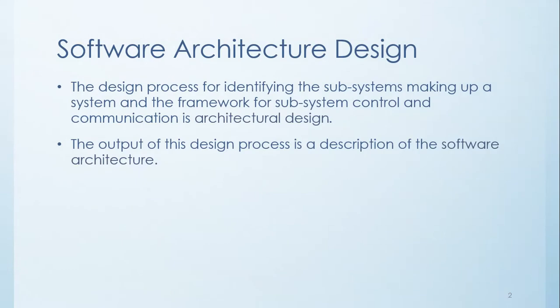In software architectural design, this is the design process for identifying the subsystems making up a system, and the framework for subsystem control and communication is actually architectural design. The output for this design process is a description of the software architecture, and you have to capture this in its own design document.